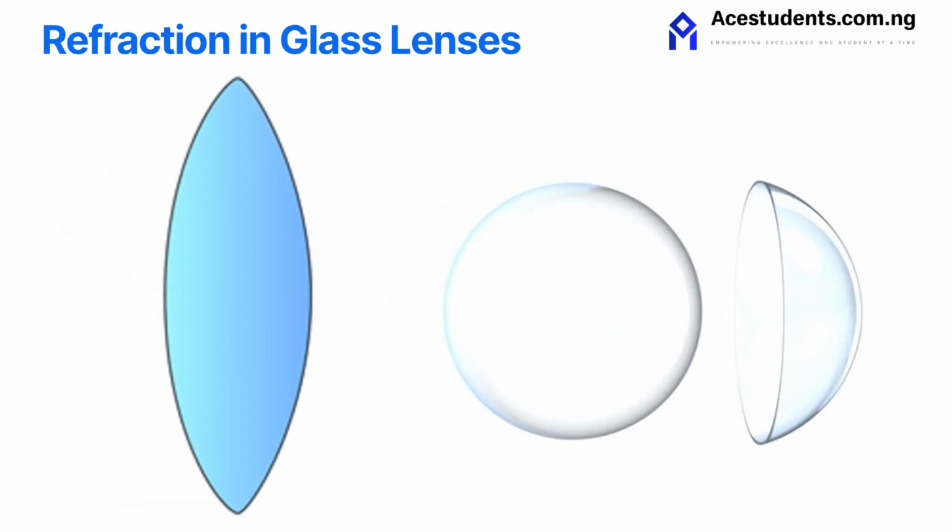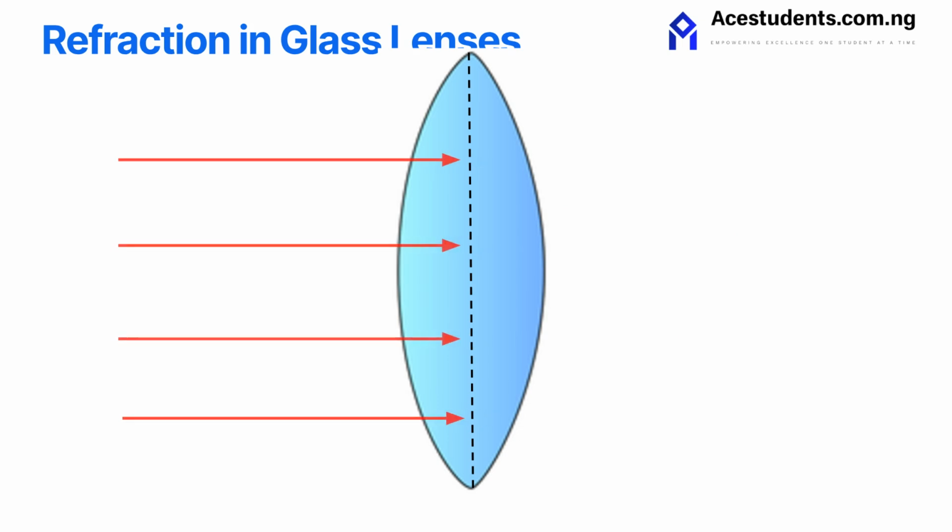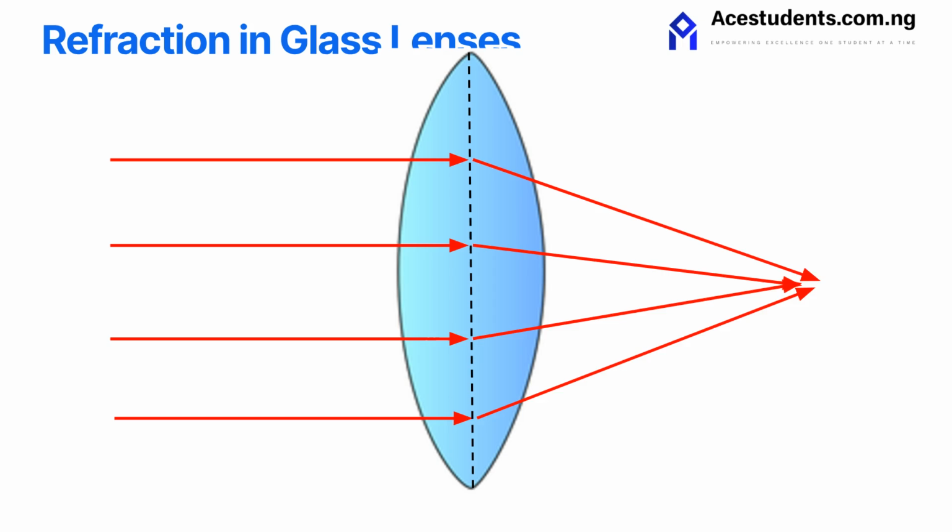Building on our understanding of refraction, let us apply it to lenses, which are transparent materials that use refraction. When light enters the lens, it refracts and the rays bend towards the principal axis. As the light leaves the lens, it refracts again, causing the rays to converge at the focal point. Light, in fact, bends twice when passing through a lens.